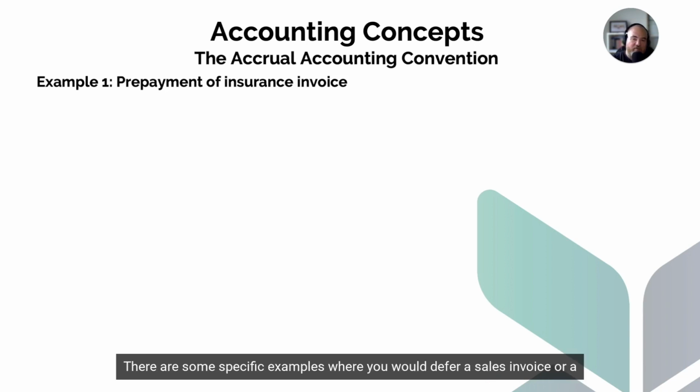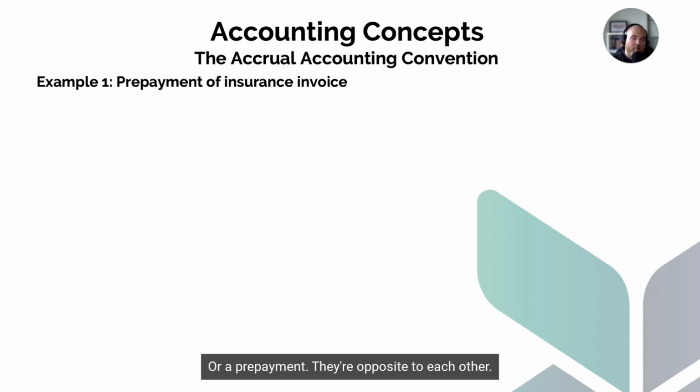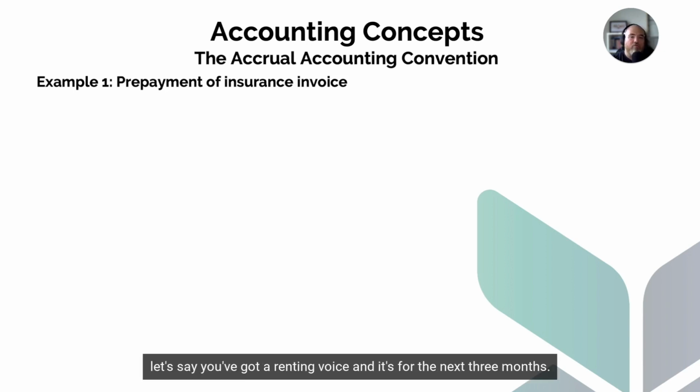There are some specific examples where you would defer a sales invoice or accrue revenue from the sales invoice, but in most cases, it's the cost that you're going to move. So the mechanism for doing that is an accrual or a prepayment. They're opposites of each other. So let's say you've got a rent invoice and it's for the next 3 months, because that is how a lot of commercial properties work. So you get an invoice in January, but it's actually for January, February and March. So what you would do is prepay 2/3 of that invoice.